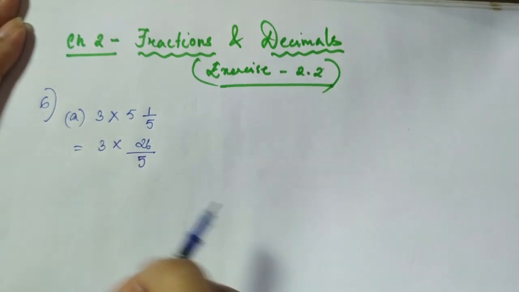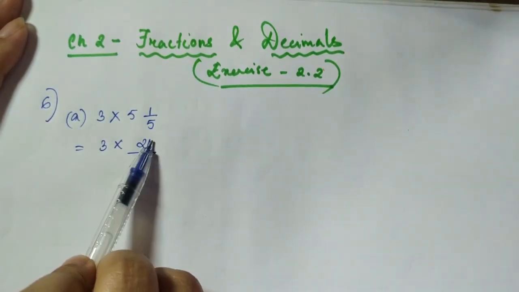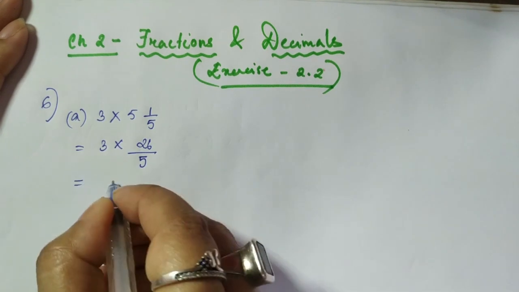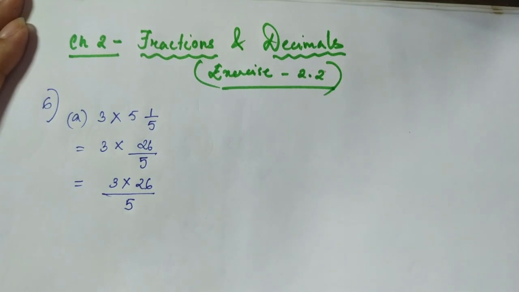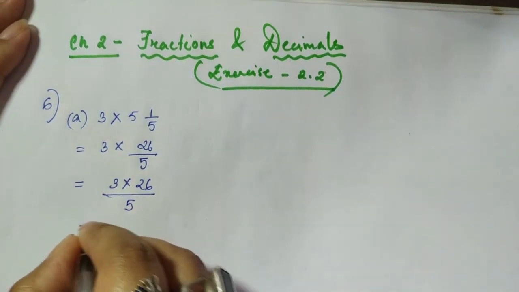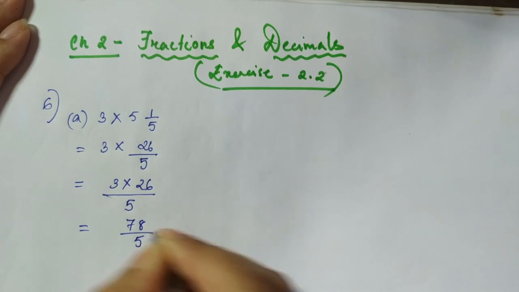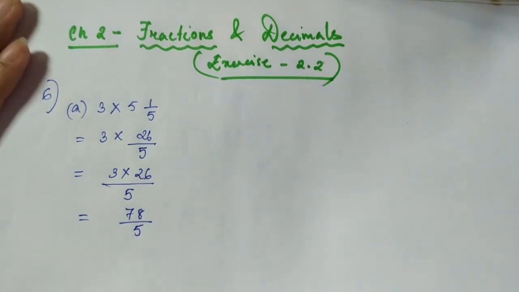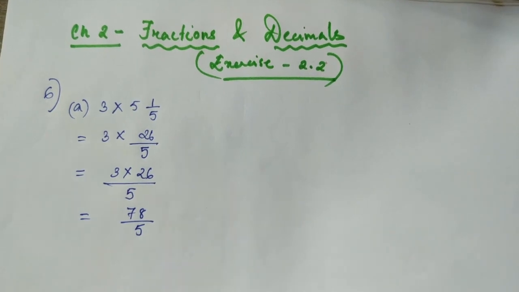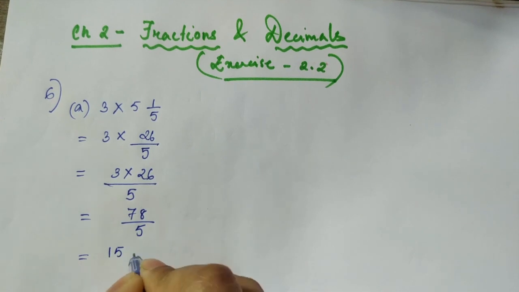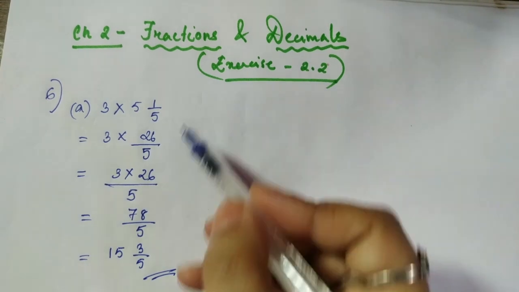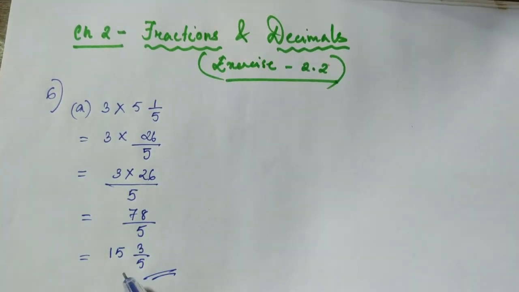Now this is a normal multiplication. You know the numerator has to be multiplied with the numerator and the denominator with the denominator. So it will be 3 into 26 divided by 5. Now 3 into 26, if you multiply, you will get 78 by 5. As it is mentioned in the question that we have to express the answer as a mixed fraction, we will divide it. When we divide, we will get 15 3 by 5. So this is your answer. We have multiplied the given fractions and converted the result into a mixed fraction. So you do it this way.